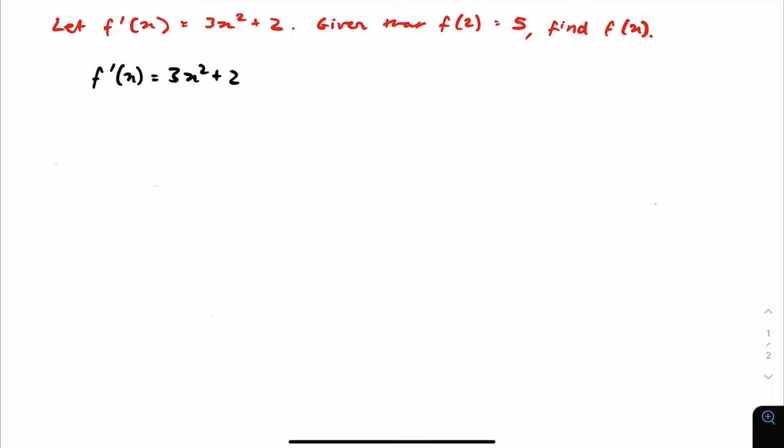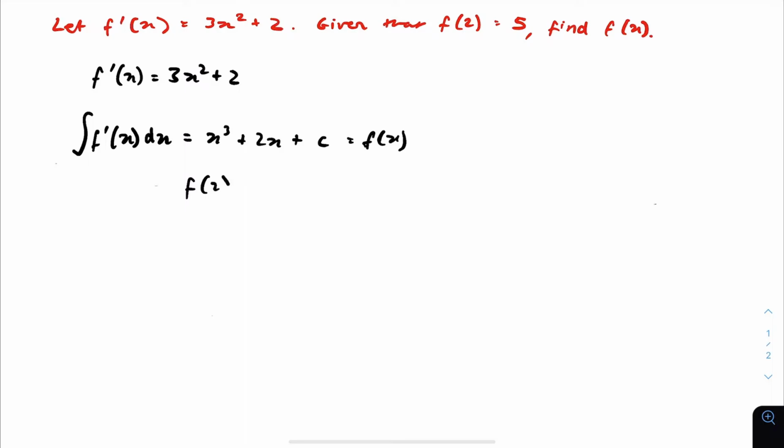Now, when we integrate this, we raise the power by 1, then divide the coefficient by it, so we get x cubed for the first term. When we have a constant, we add the x, so we get 2x plus c, because we have a constant to add. So this is equal to f of x.